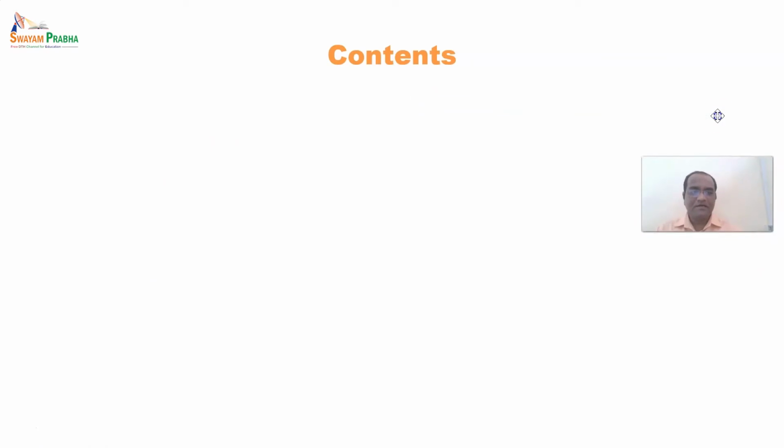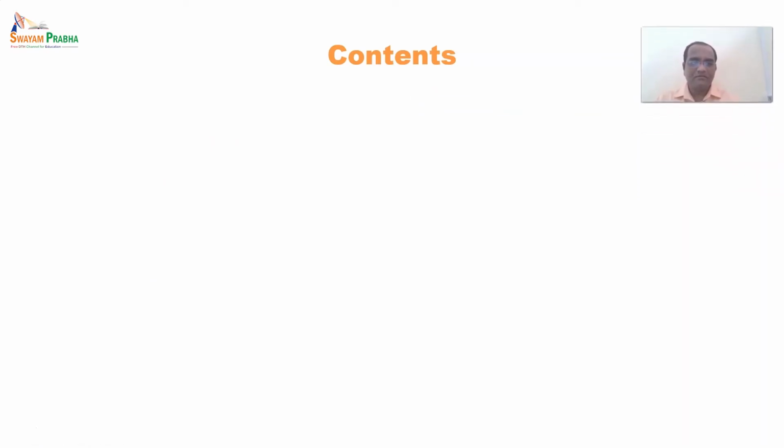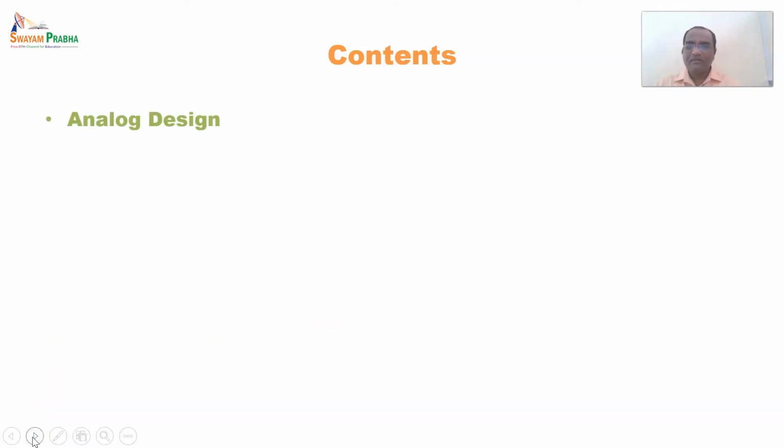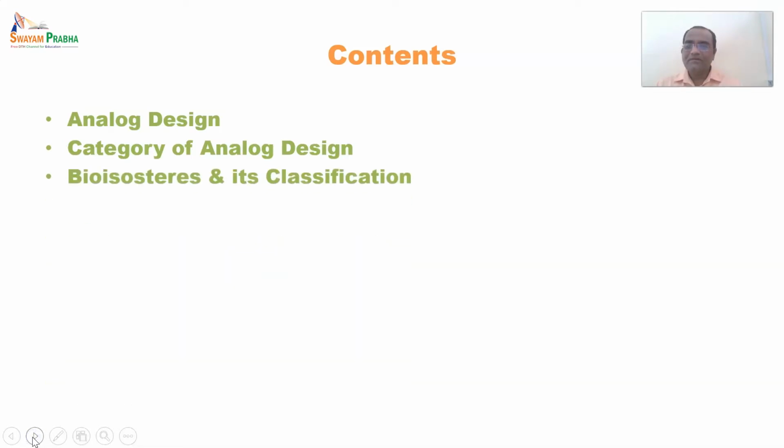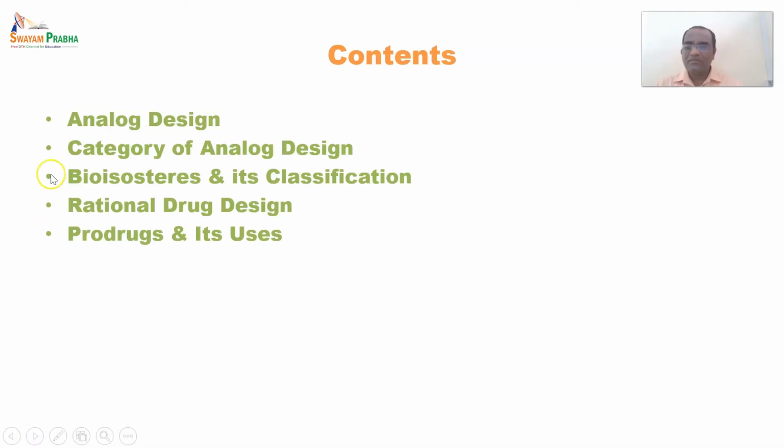So we'll see firstly the contents of today's lecture. In part 1, we have completed some concepts. Now in part 2, the first concept we will see is analog design. After that, category of analog design. After that, bioisosters and its classification. After that, rational drug design. And after that, prodrugs and its uses. So these two classes, analog design and rational drug design, are two important classes of drug designs.